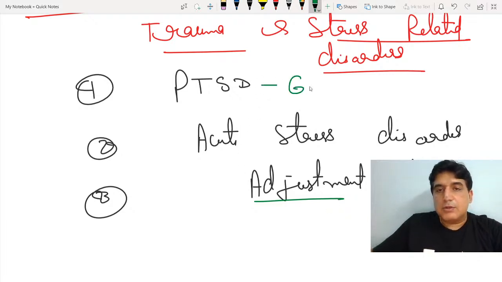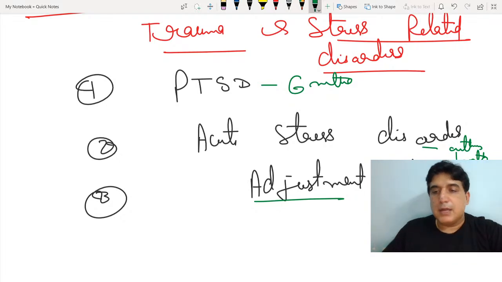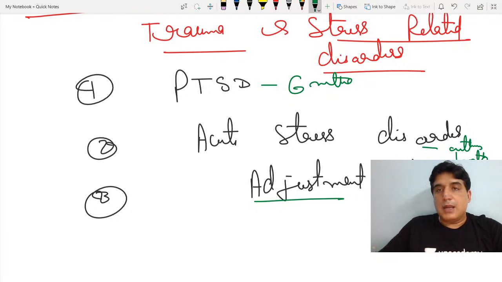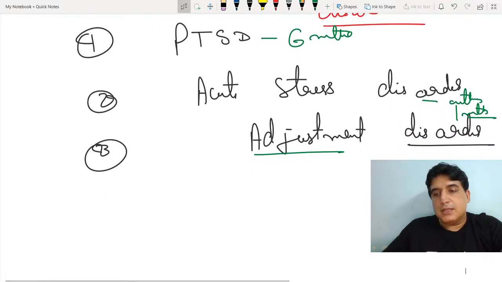PTSD, we make the diagnosis at 6 months or more. If we have PTSD symptoms within 1 month, we call it acute stress disorder. Adjustment disorder, previously we had under the umbrella of mood disorder, now we have under trauma and stress related disorder. So obsessive compulsive and related disorder, and trauma and stress related disorder, these are two new diagnostic entities. Before, we were counting them under anxiety disorder. Now we have a separate diagnostic entity. Okay guys.